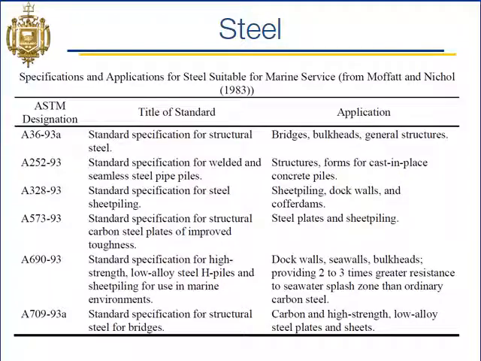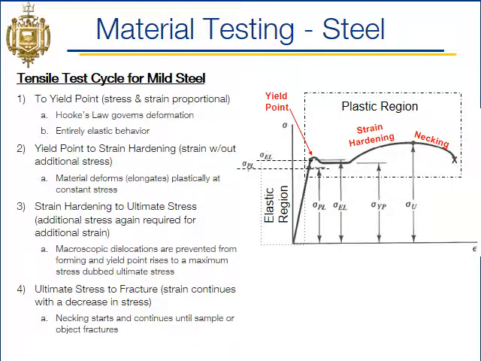All right, so here's a non-comprehensive list of some different types of ASTM steels, and you can see that they all have different types of applications. So go ahead and take a look at these. So here's a typical material test for a steel. You should have seen already that metals are typically tested doing a tensile test, right?